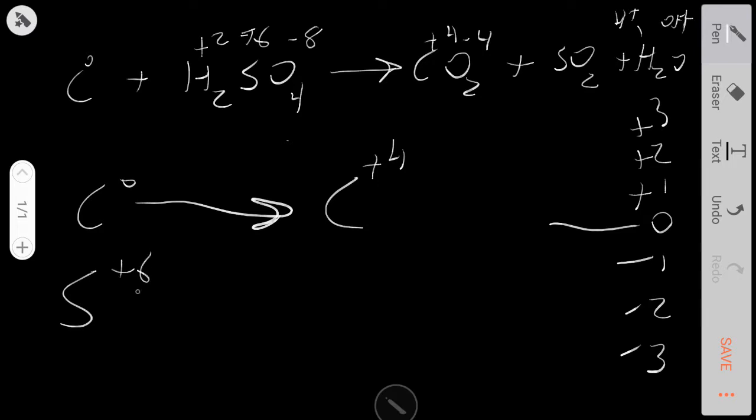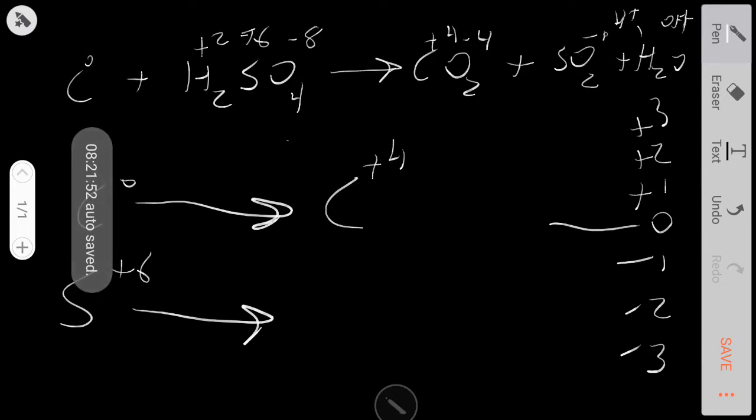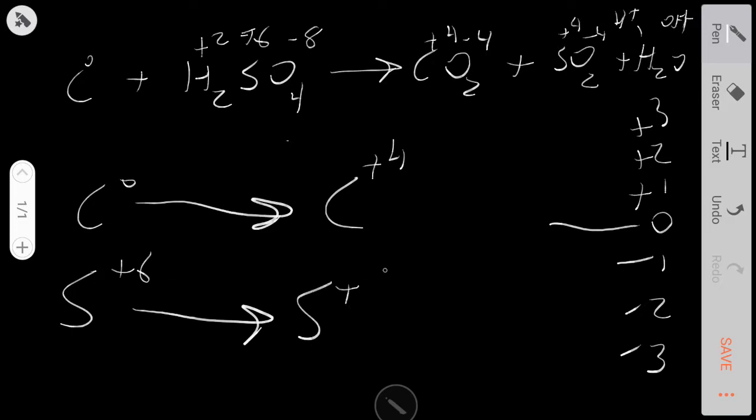So S went from +6 to something over here. It has 2 oxygen on this side in my products. Each one is -2, so that means -4. So sulfur has to be +4. So sulfur goes to +4. Clearly this one went from +6 down to +4. So this was reduced or decreased, and carbon went from 0 to +4. It increased. It was oxidized, but it increased.